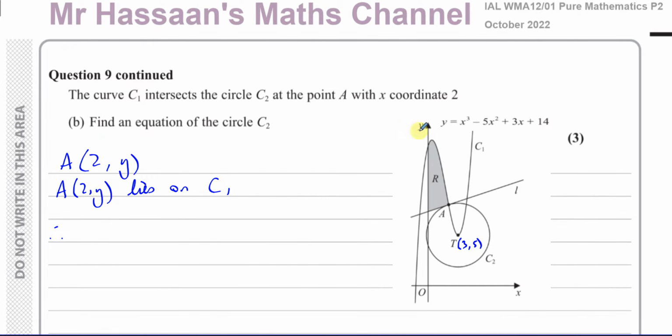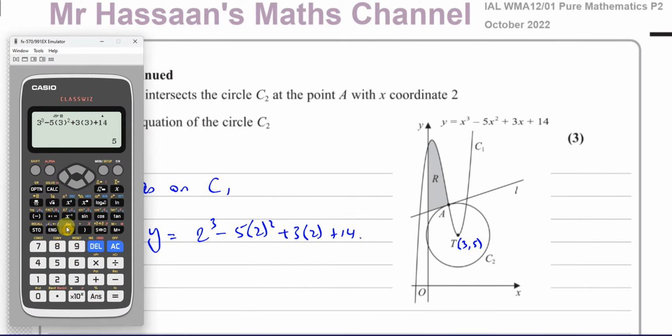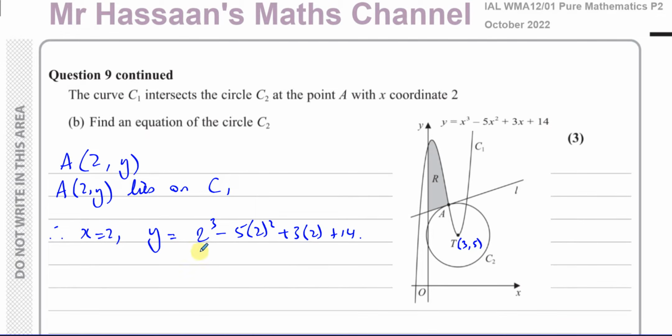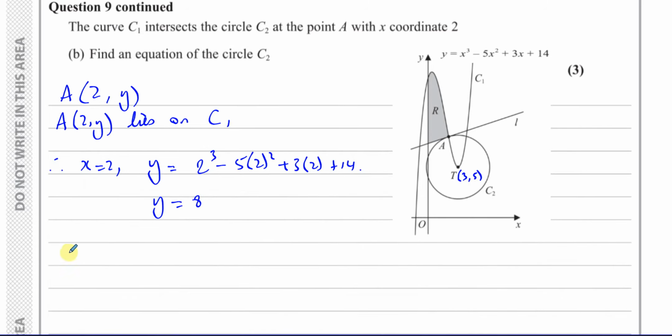So when x equals 2, y is going to be 2 cubed minus 5 times 2 squared plus 3 times 2 plus 14. I think I already have that set up. I have to just replace this 3 with a 2 now. Over here, that should give me the y coordinate of A, which is 8. So y equals 8. So the coordinates of A are 2 and 8.